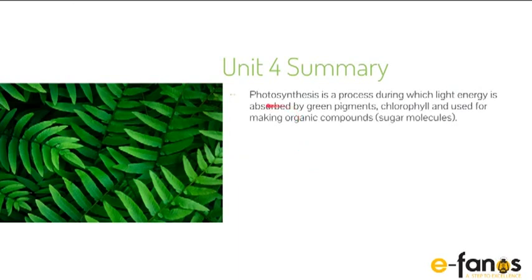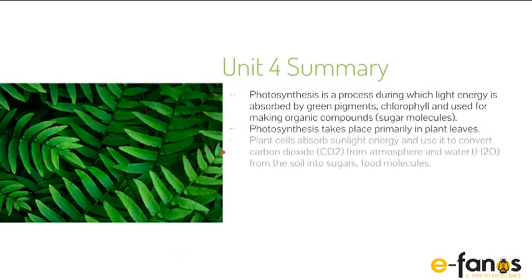Photosynthesis. This is the process that the light energy from the sun is absorbed by the green pigments of plants and algae, and it's the chlorophyll within the leaves that's used to make sugars. And that's what photosynthesis is all about. It takes place primarily in plant leaves, but also occurs in algae. And plant cells absorb the sunlight and use it to convert carbon dioxide, what we breathe out, and water, what they absorb from the soil, into sugars, and that is what they use for food, and also is the basis of the food web, as we're going to learn more about when we do ecosystems.